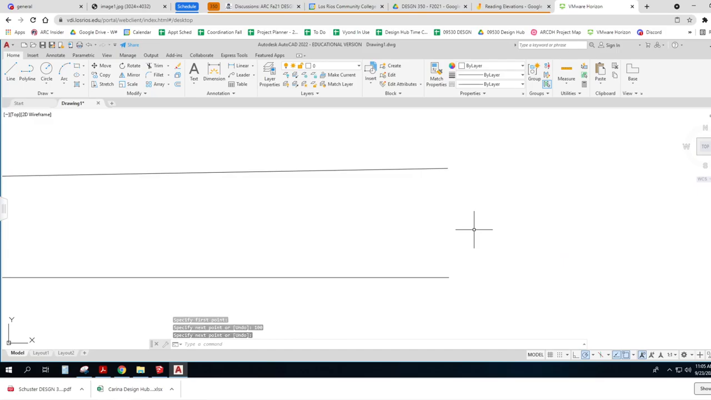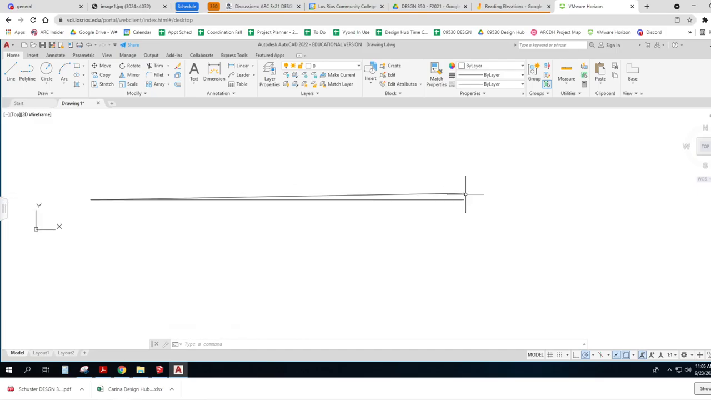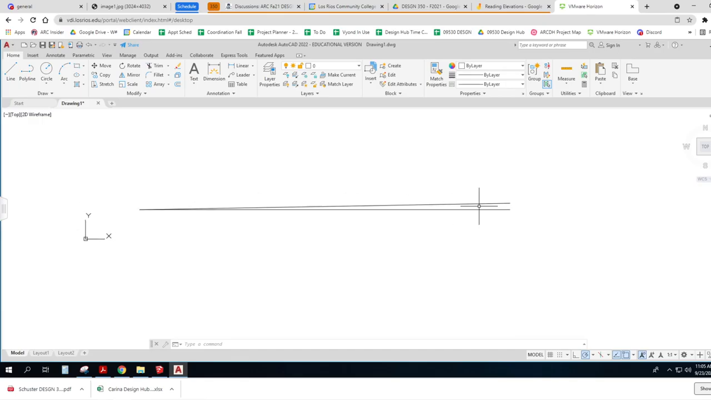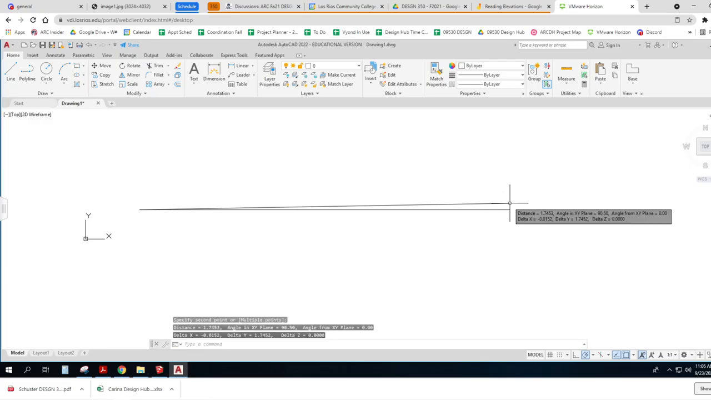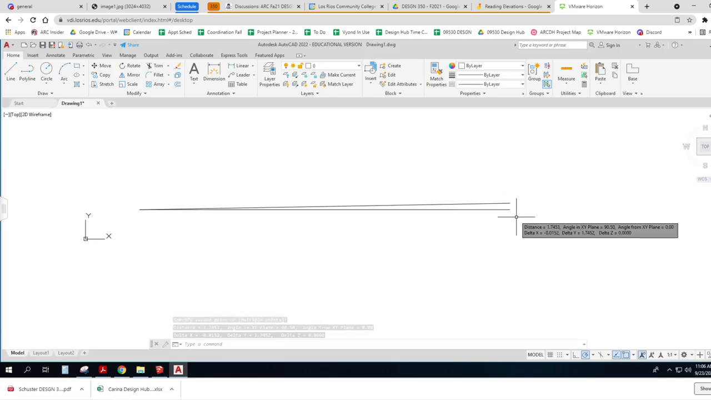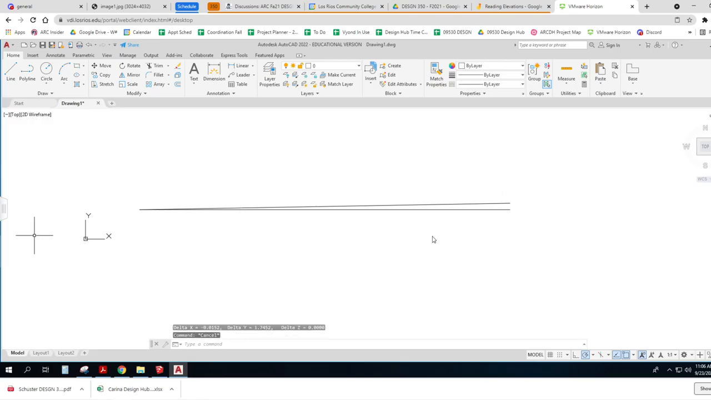Okay, so the trick is, how far am I off? Doesn't look like that much. Okay, let's find out. DIST. Well, I'm off by 1.7 feet. Oh, so that was kind of not good. But I can get closer than that pretty easily. I can get closer. So let me rotate this.